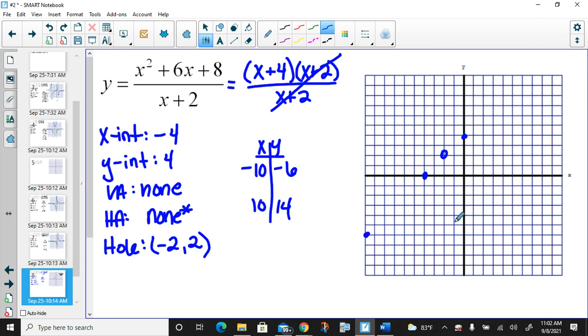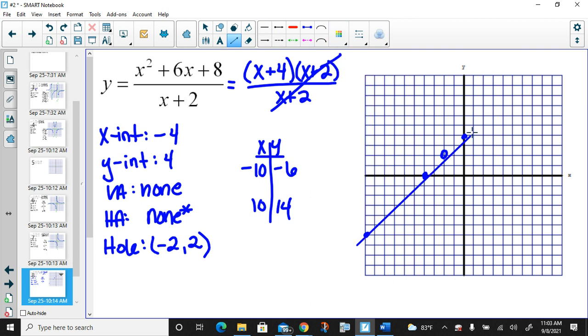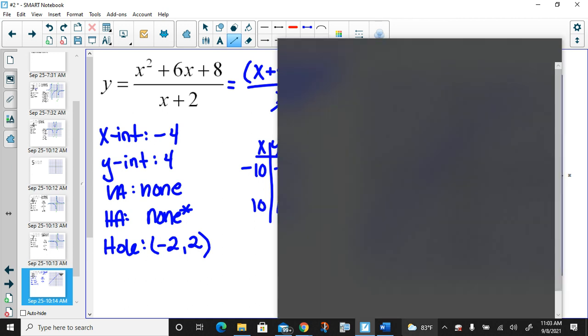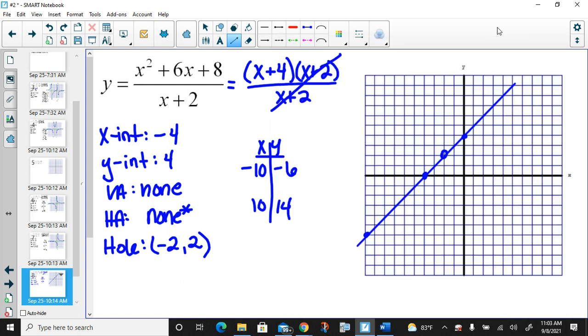It's just a line. Now I know that I'm going to be going through this open circle here, but just live with it for the time being since I can't break up that line. So, guys, it's just a line with a hole in it, right? Like, that's it. When everything cancels out in the denominator, it's just the line y equals x plus 4, right? So a slope of 1, a y-intercept of 4. We just have that hole in it.